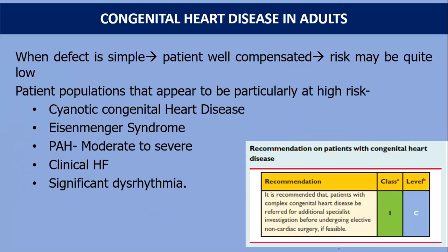In the patient with congenital heart disease, if the heart disease is acyanotic with a left to right shunt, and the shunt is not very large, and the patient has got a compensated cardiovascular status, no heart failure, no arrhythmia, risk is low. But the patient populations that appear to be at particularly high risk are congenital cyanotic heart disease, patients having moderate to severe pulmonary hypertension ultimately leading to Eisenmenger syndrome, evidence of clinically active heart failure, and significant dysrhythmia, particularly the atrial dysrhythmias. So these sorts of people are more at risk of development of perioperative cardiovascular disasters.